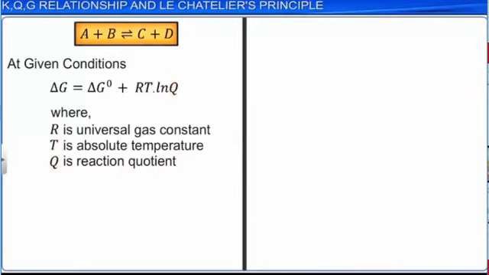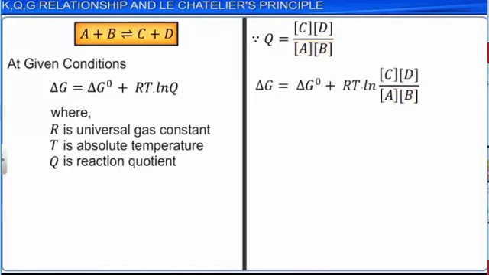Since the reaction quotient Q for the reaction is equal to the product of the concentrations of the products C and D divided by the product of the concentrations of the reactants A and B, the equation can be written as delta G is equal to delta G naught plus RT ln of the product of concentrations of products C and D divided by the product of concentrations of reactants A and B.